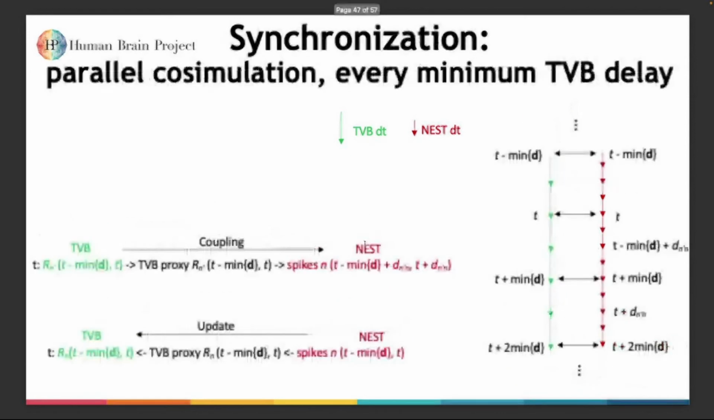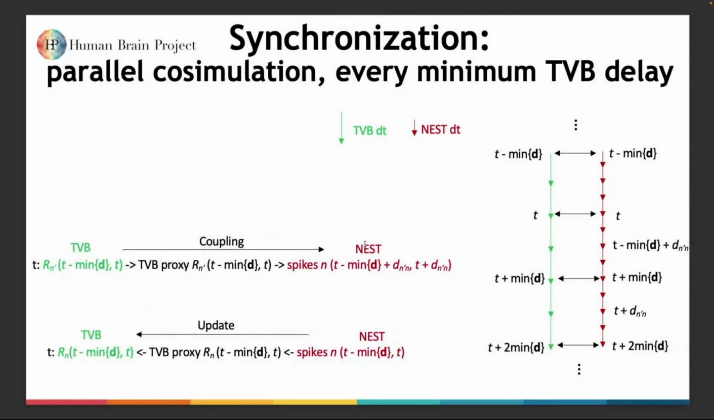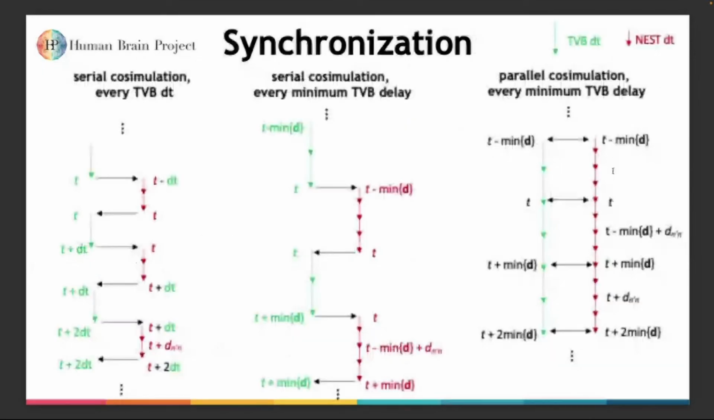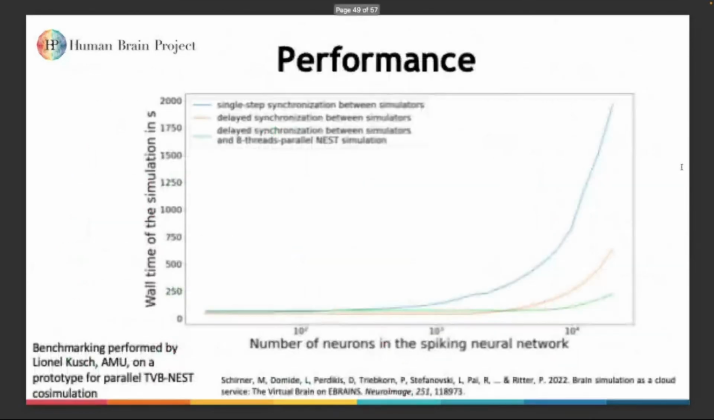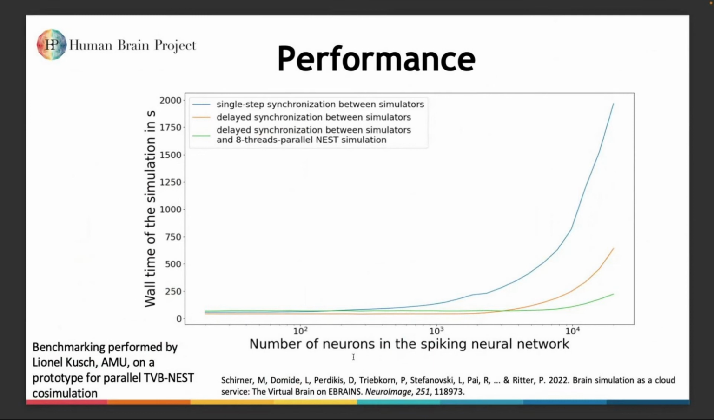Finally, ideally, we would like to both synchronize every minimum time delay, because every synchronization takes time, obviously, and at the same time, exploit the time between synchronization to simulate in parallel. This is the final objective. And why is it the final objective out of these three ways? Well, because it has been shown already by our colleague Lionel Couche of INS in Marseille that it is actually the way performing better as the number of neurons in the spiking neural network increase.